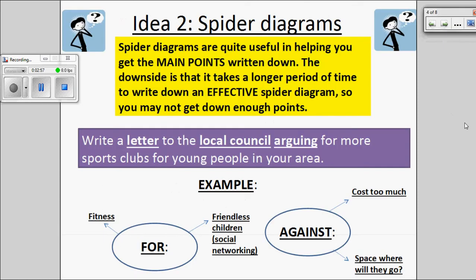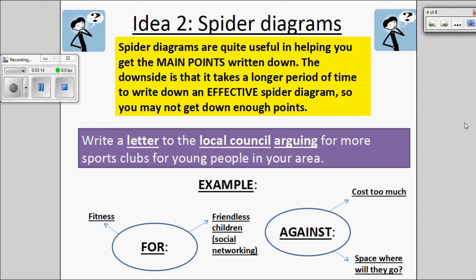Okay, the second option is spider diagrams. Spider diagrams allow you to get your main points down quite quickly. The downside is that it takes a longer period of time than when you use bullet points to create an effective spider diagram. So you may not have enough time, or you may not get down enough points.